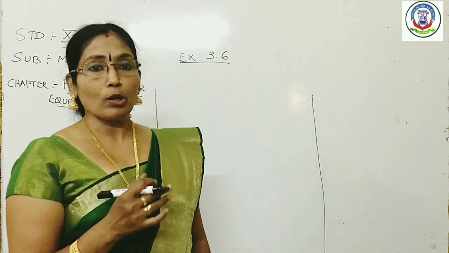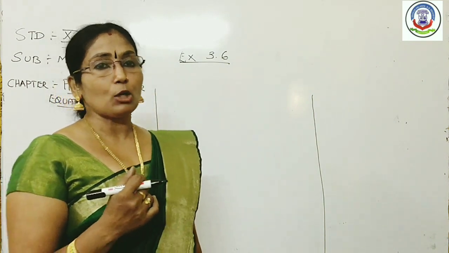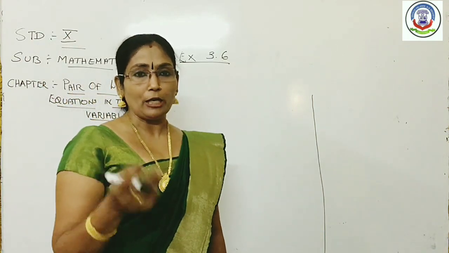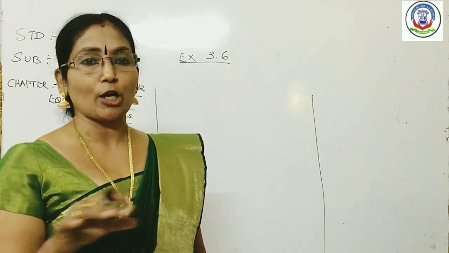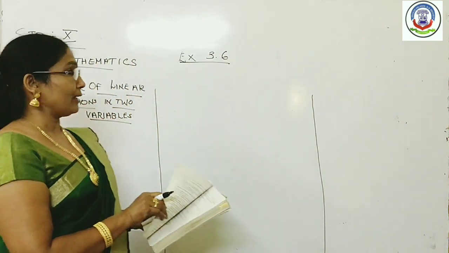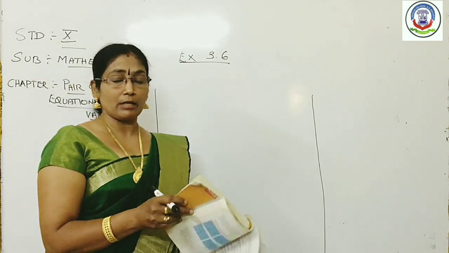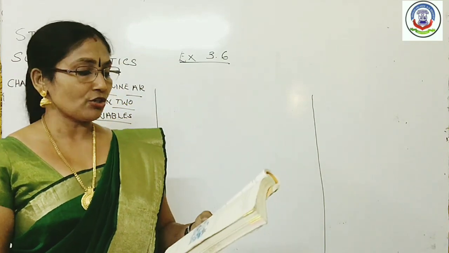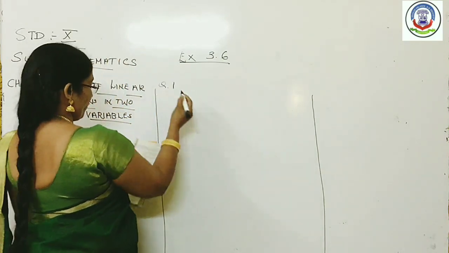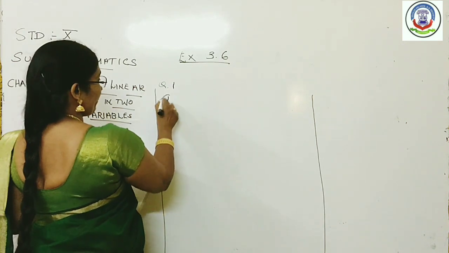Now, let us have a look at that type of equations. How can you make equations which are not linear already into a pair of linear equations in two variables? Let us take one example. I am directly taking exercise 3.6, question number 1, sub question 1.